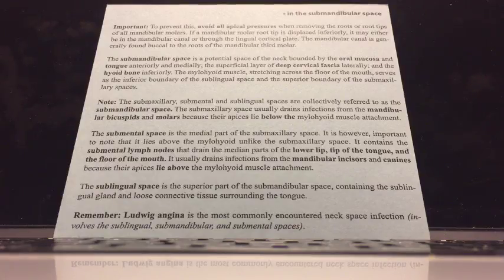It contains the submental lymph nodes that drain the medial parts of the lower lip, tip of the tongue, and the floor of the mouth. It usually drains infections from the mandibular incisors and canines because their apices lie above the mylohyoid muscle attachment. The sublingual space is the superior part of the submandibular space, containing the sublingual gland and loose connective tissue surrounding the tongue.